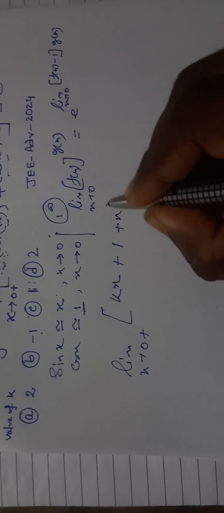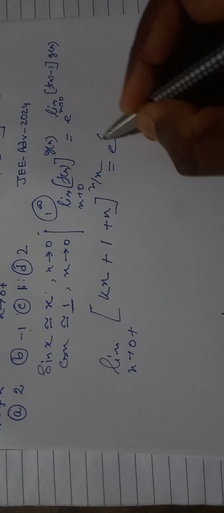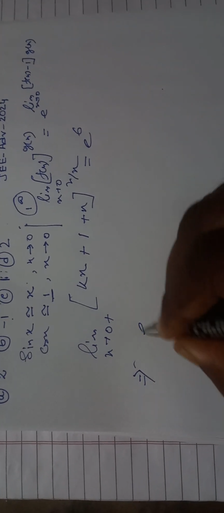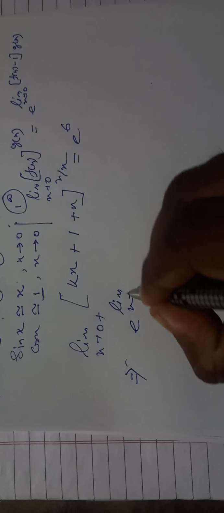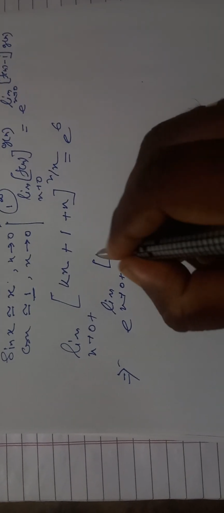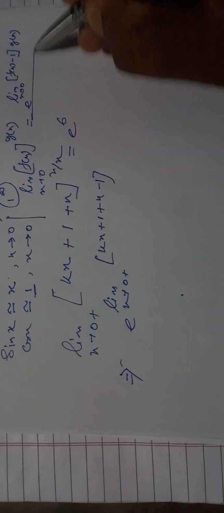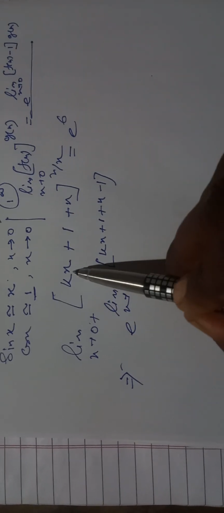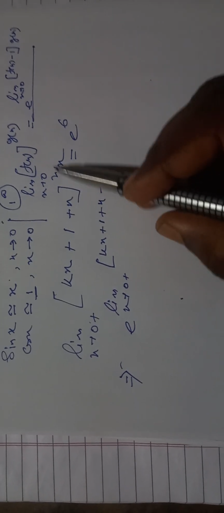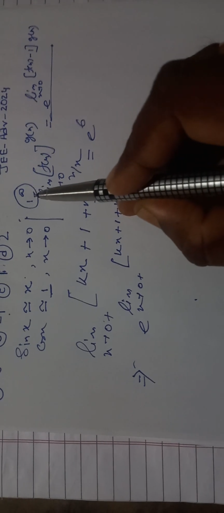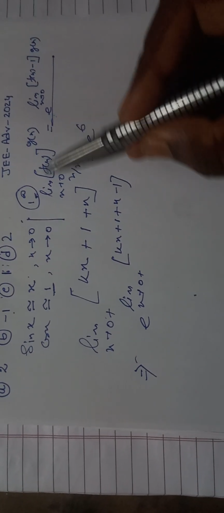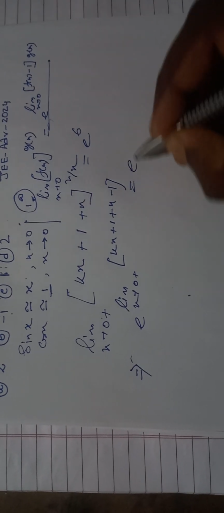So our simplest form for this limit will become (kx + 1 + x) to the power 2 by x is equal to e to the power 6. Any confusion? No confusion. Then limit x tends to 0 plus, and here (kx + 1 + x minus 1), this formula I am using, because if you put 0 here it will be 1 to the power infinity, that is this form. So that is why I am using this formula. Then e to the power 6.